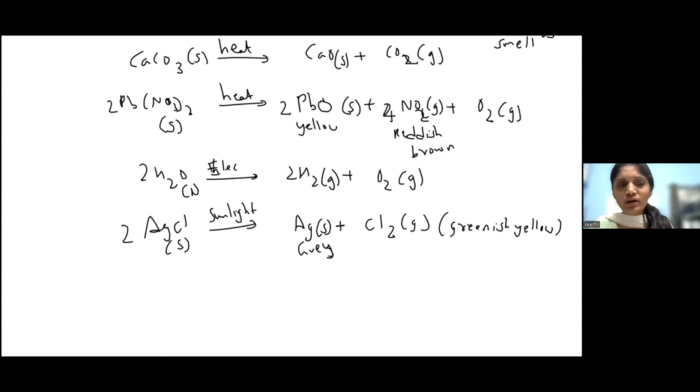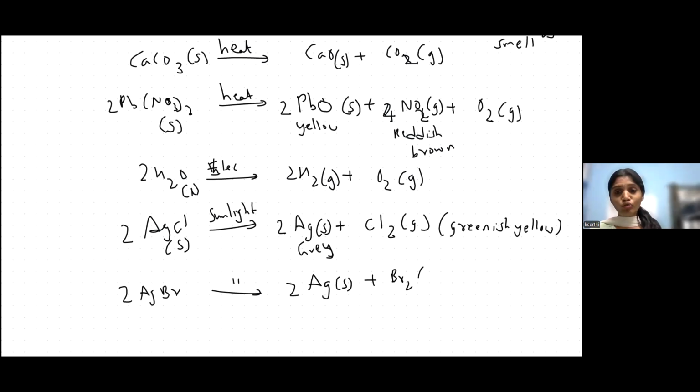Now you do the decomposition of silver bromide here, and again I will do the decomposition in the presence of sunlight. Here I have to put 2 Ag, which gives 2 moles of silver, again gray in color, plus I have my bromine gas getting evolved here. So, silver in solid form and bromine in gaseous form. Bromine is released in the form of brown fumes.